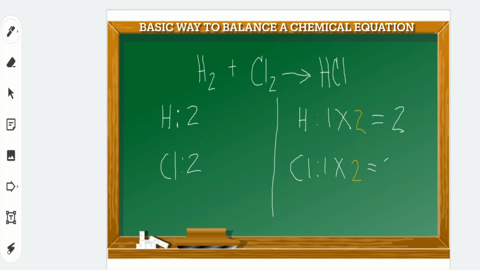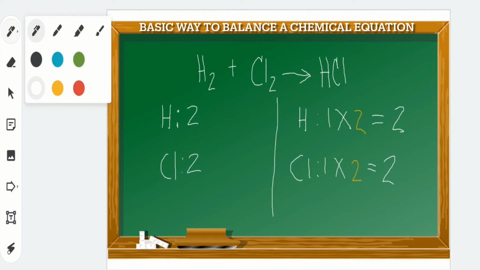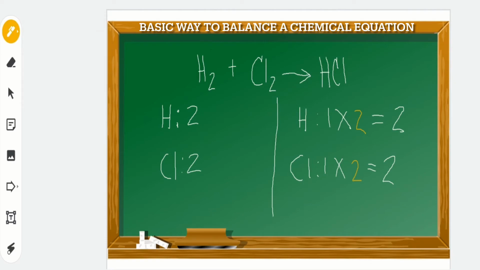sa ating product side. So, as you can see now, the number of hydrogen dito sa reactant is equal to the number of hydrogen dito sa ating product side. Same also sa ating chlorine. Yung number of chlorine dito sa reactant side, parehas na dito sa number of chlorine dito sa ating product side. So, definitely, our coefficient na ilalagay dito sa left side ng molecule of HCl ay dapat 2.